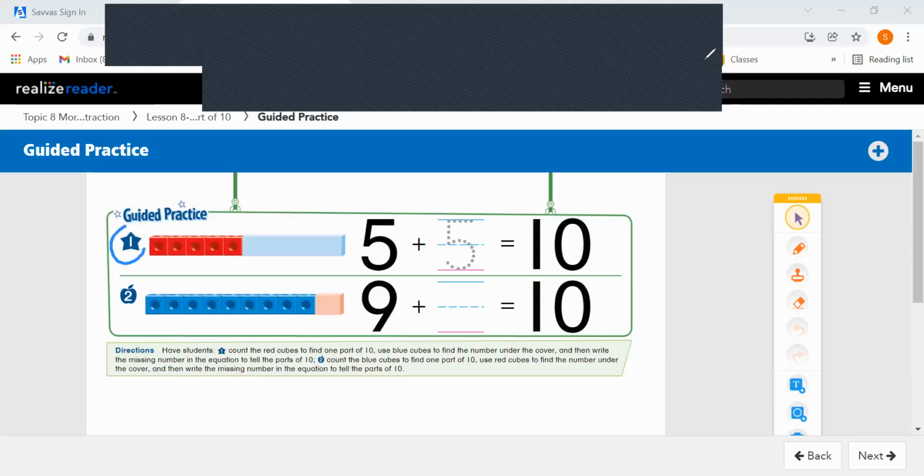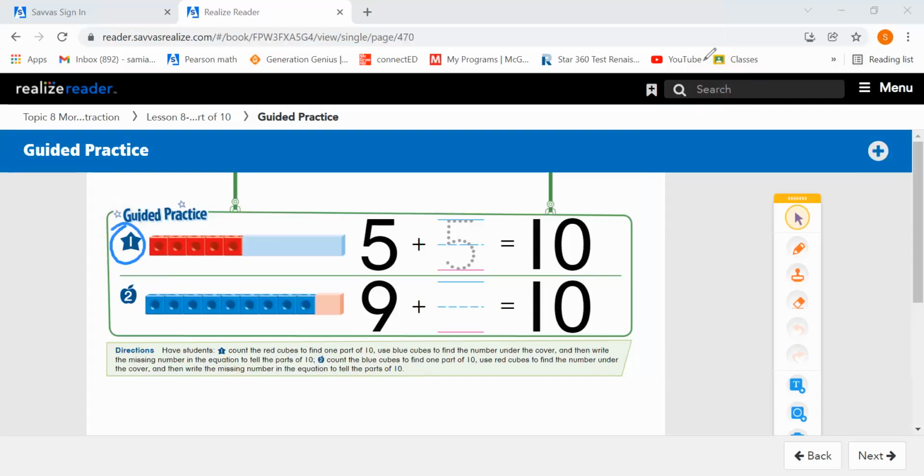All right, we're at number 1 in our guided practice. We're going to count the red cubes to find one part of 10. And then we're going to use blue cubes to find the number under the cover. And then we're going to write the missing number in the equation to tell the parts of 10.